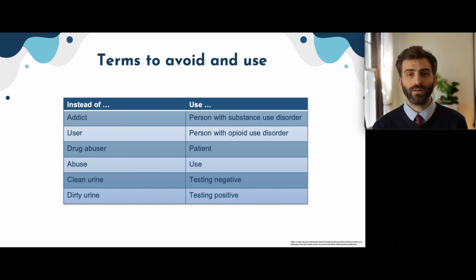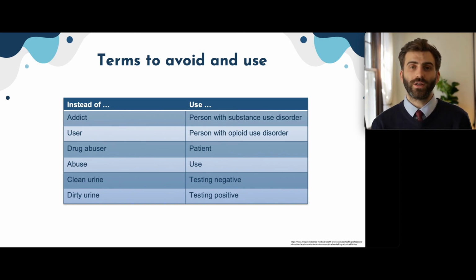Some terms to avoid, some terms to use. So we try to focus on patient-centered language at this point. So you don't want to call someone a diabetic. You want to call them a person with diabetes or a patient with diabetes. You don't want to call them a schizophrenic, a person with schizophrenia. Same with opioid use disorders. You don't want to call them an addict or a user, a person with a substance use disorder, a person with opioid use disorder. You don't want to have terms that have like cleanliness associated with them. So you don't want to say they have a dirty urine. You want to say they tested positive for X or Y.